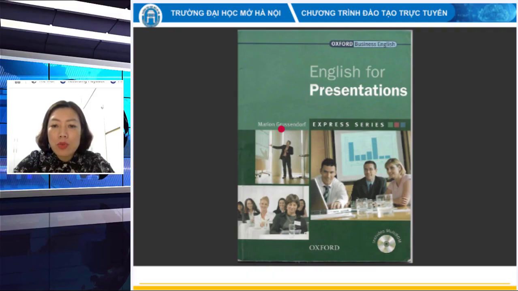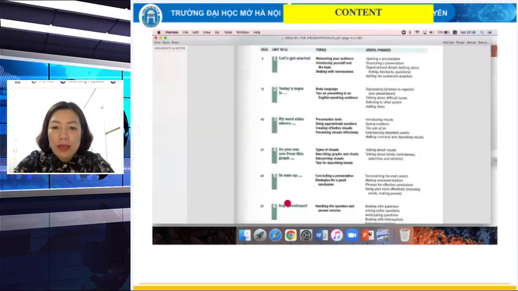So as you know, the textbook we are studying is English for Presentation. The textbook is divided into, or consists of, 6 units. The first one is getting started. It means how to make a good introduction. The second one, today's topic, means how you develop the body paragraphs. The next one is how to show the slides and the visuals. Next, how to sum up. And finally, how to deal with questions.